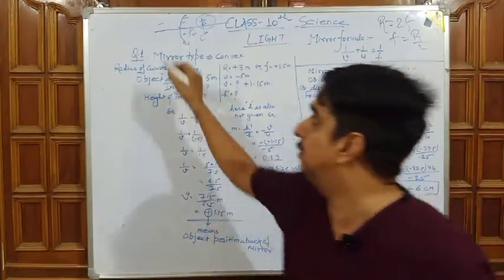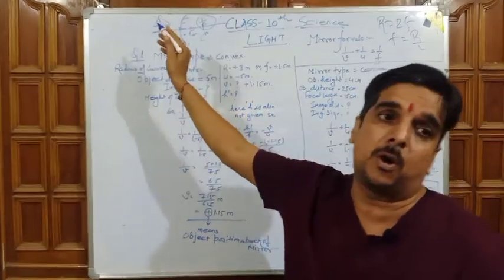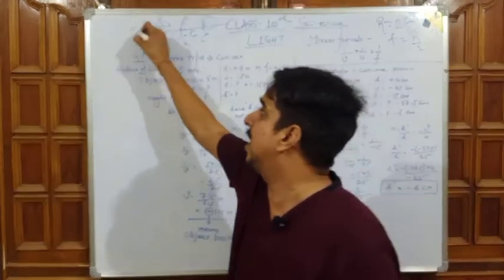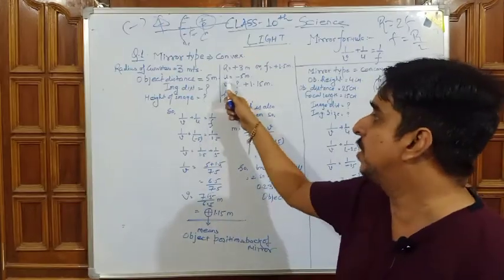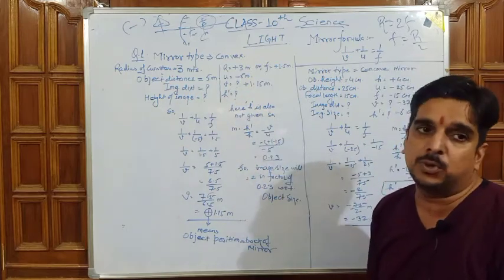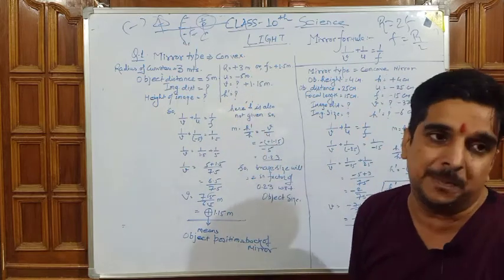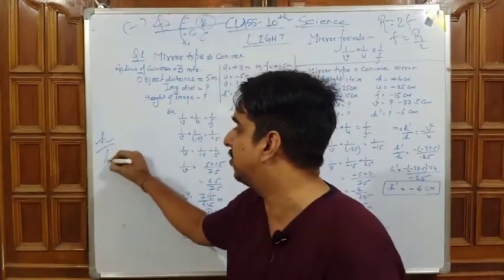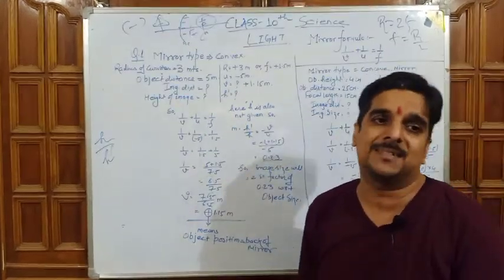Actually in convex mirror, where will we put the object? We will put the object in front of the mirror, and whatever happens in the left side of the mirror, that will contain the symbolic sign of minus. So U, the object distance, is equal to minus 5 meter, and according to that we have to find out V, and we have to find out H dash, the height of the image. Always you have to memorize that there are two terms, H and H dash. H is known as height of object, and H dash is known as height of image.